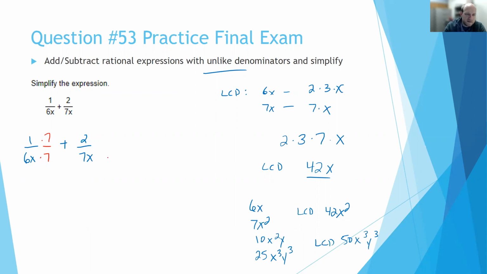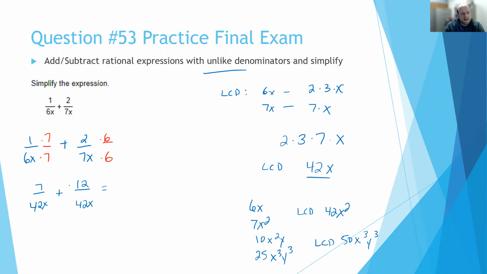And for 7x, I have to multiply by 6. Again, top and bottom, because I'm multiplying by 6 over 6, or 1. So now this is going to be 7 times 1, excuse me, is 7. 6x times 7 is 42x. 2 times 6 is 12. 7x times 6 is 42x.